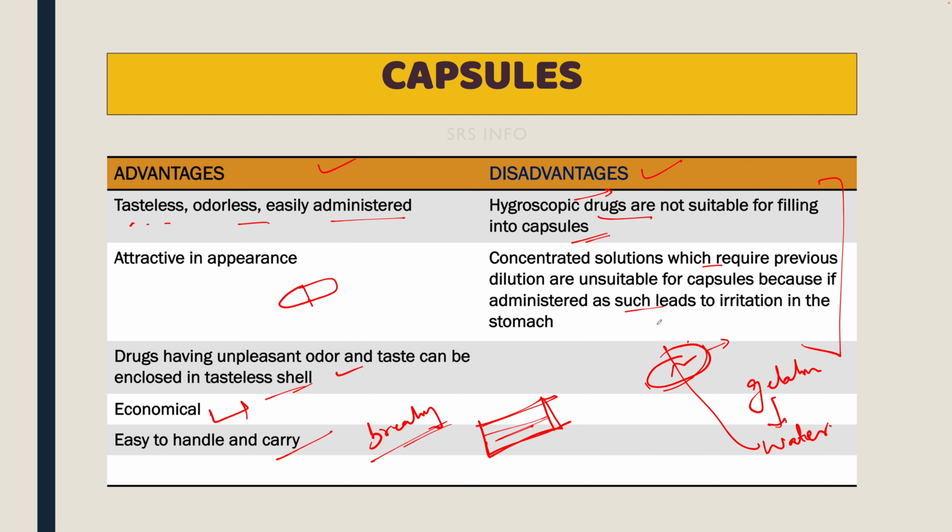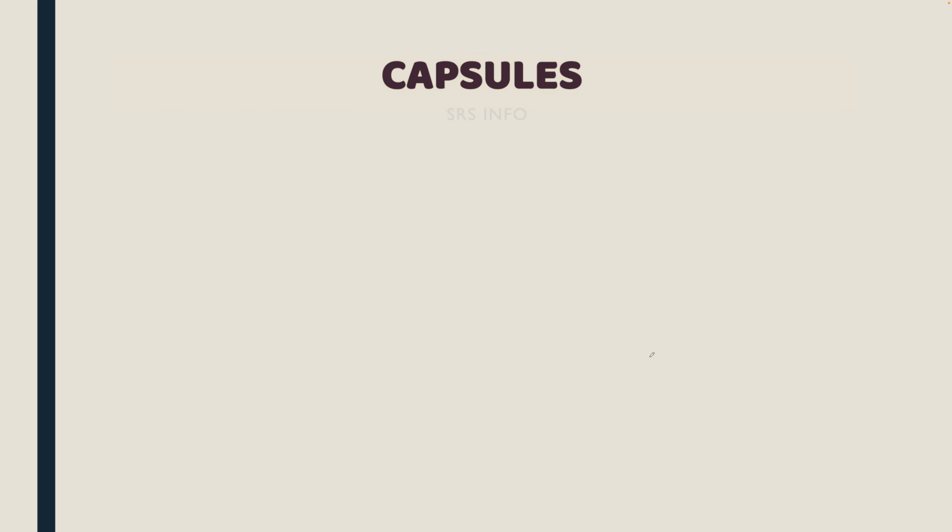And the concentrated solutions which require previous dilution are unsuitable for capsules because if administered as such they lead to irritation in the stomach. You may notice that some types of medicines are advised to be taken with water. These types of drugs which are to be administered after dilution cannot be filled in the capsule. Because when we take this capsule, the concentrated medicine will go into our system. It may lead to irritation in the stomach or any other side effect. That's why concentrated solutions are not supportive in the capsule form. These are the disadvantages. Very important point, so note it down and learn thoroughly.